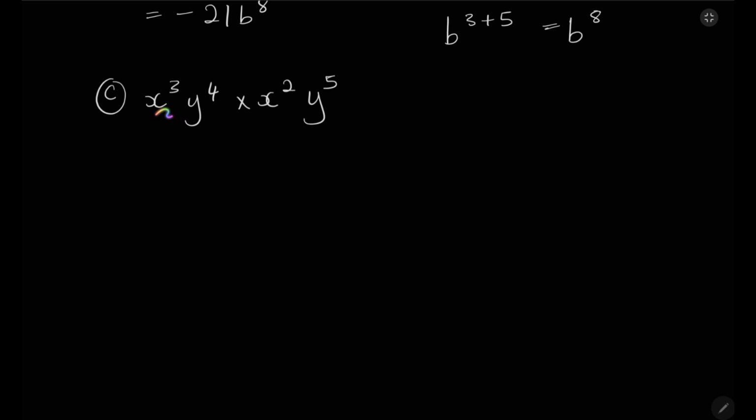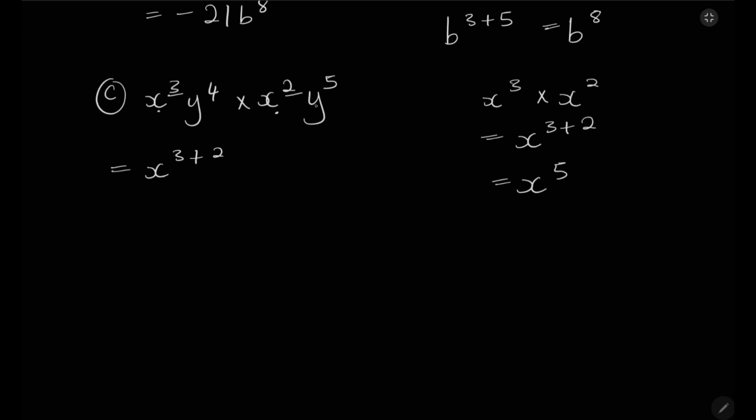Let's look at our matching variables. We have x and x, and we have y and y. So we can start with x. You have x and x, same bases that are multiplied. This is basically x cubed times x squared. How do we solve this? We write down our base, which is x, and 3 plus 2, which is x to the power 5. So we write down our x here and add the exponents, 3 plus 2.